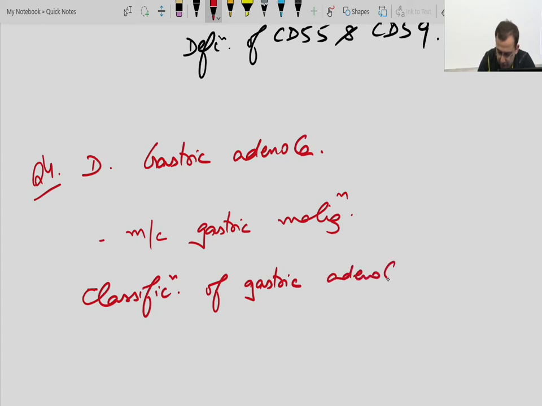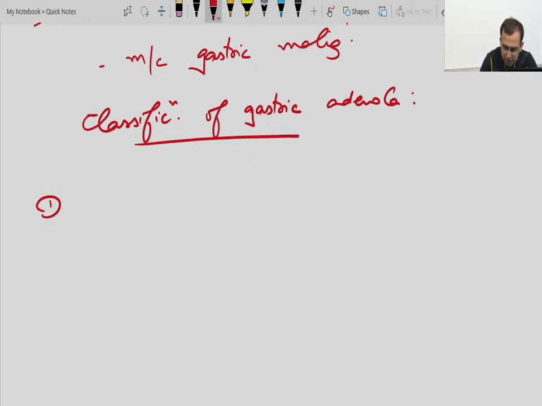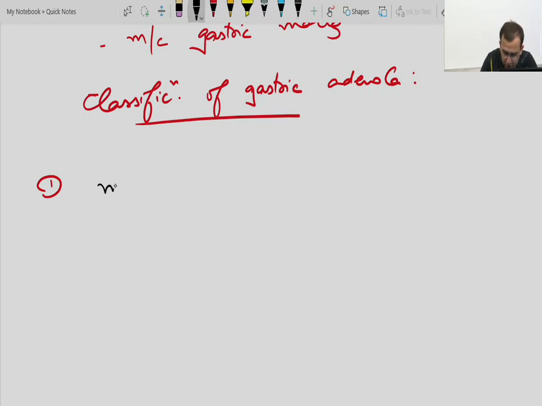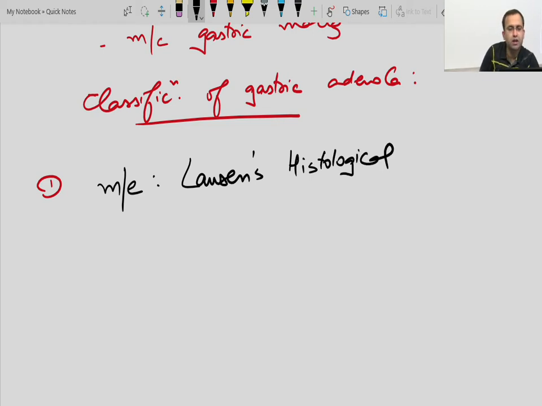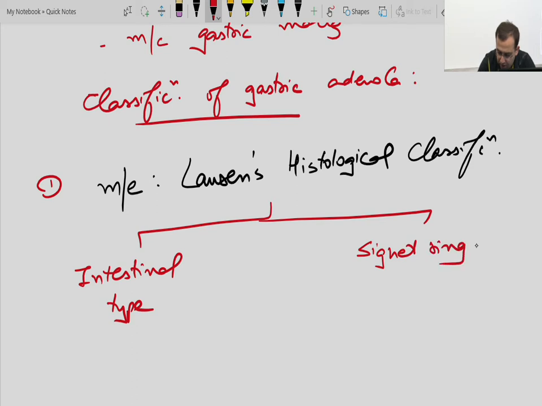The first way to classify gastric adenocarcinomas is microscopically, on the basis of the Lauren histological classification, which divides gastric adenocarcinomas into intestinal type and signet ring cell type.